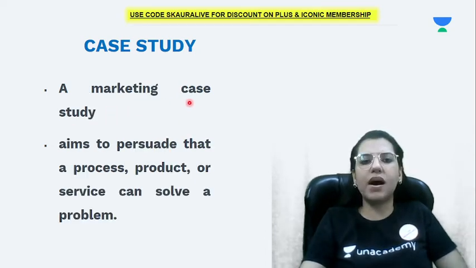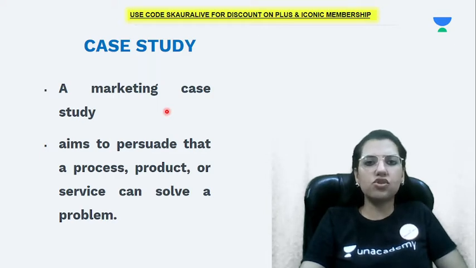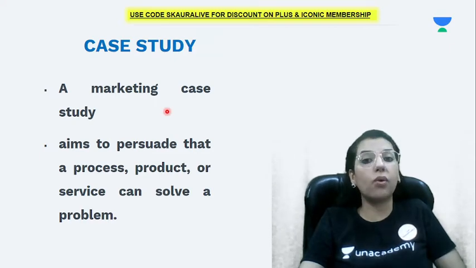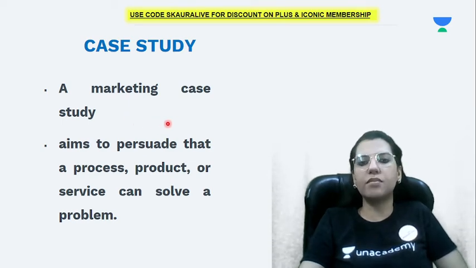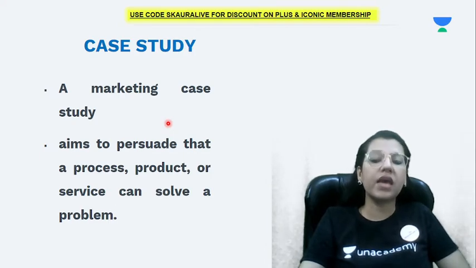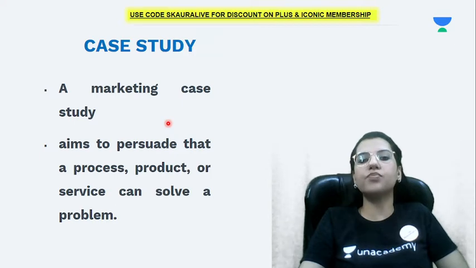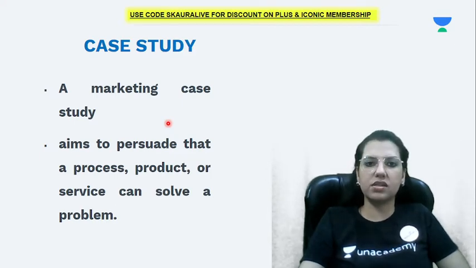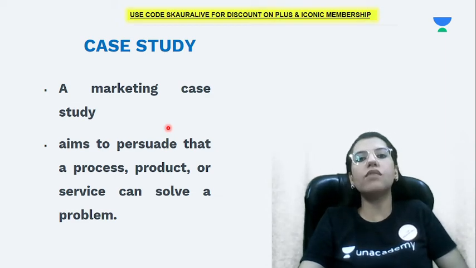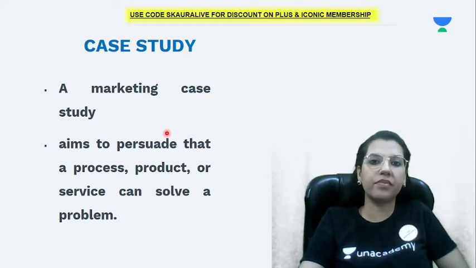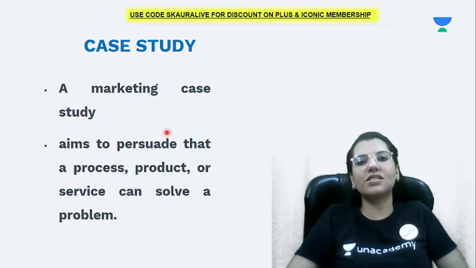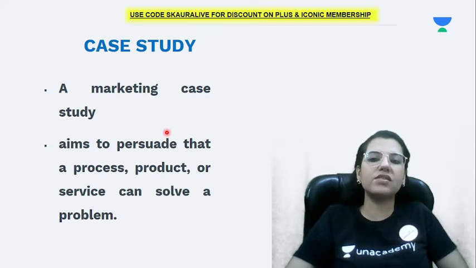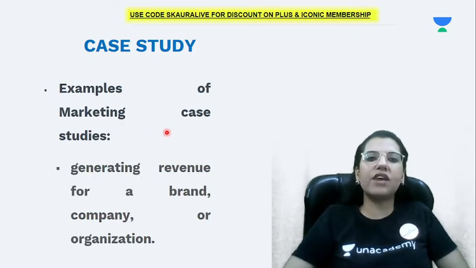Now, the big question is, what is this marketing case study? If it comes to you, how will you identify that, oh, I have got a marketing case study. Oh, this is what is expected out of me. Basically, what is the main function of a marketing case study? What is expected from you? Generally, a marketing case study aims to persuade that a particular process, product, or a particular service can solve the problem, maybe your client's problem, your customer's problem. The sole aim of a marketing case is to persuade your clients or customers that if you are the company, your product, your service, or your process will solve customers' problem. What are the examples of marketing case studies?